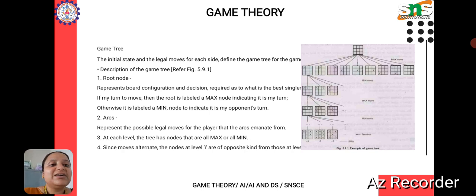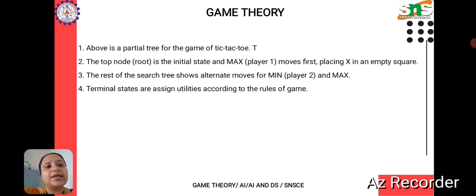So at each level the tree has nodes that are either minimum or maximum. That is, whenever we are playing a game, you will definitely have a minimum value and a maximum value, right? In the same way, game theory also has two different types, maximum and minimum, defined as max and min. Now the different nodes, the possible moves and the different iterations that are involved will be denoted with the alphabetic letter I.